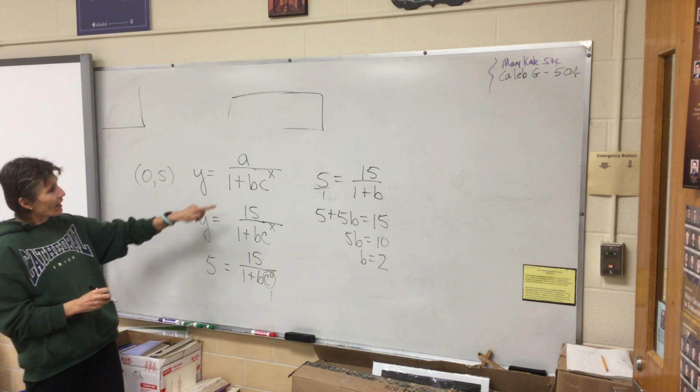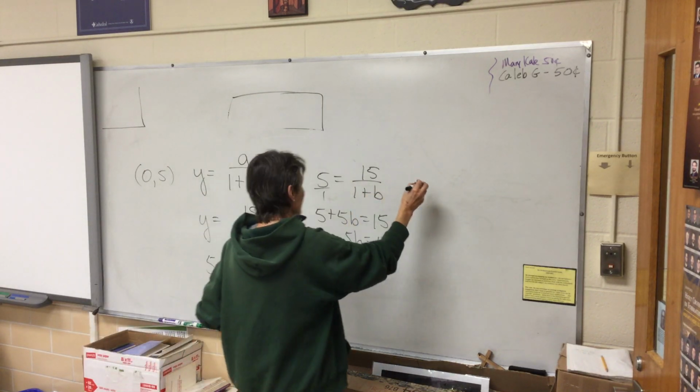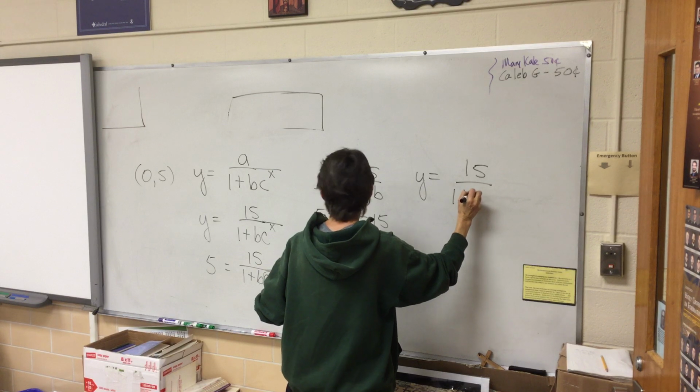So now I figured out that a is 15 and b is 2. So now my equation looks like this. b was 2.